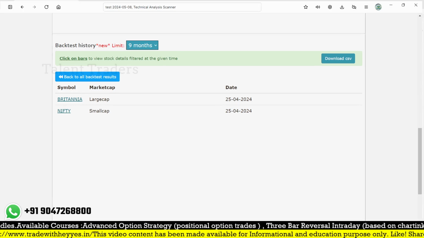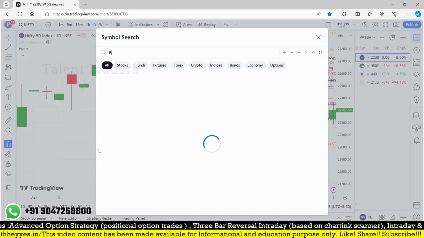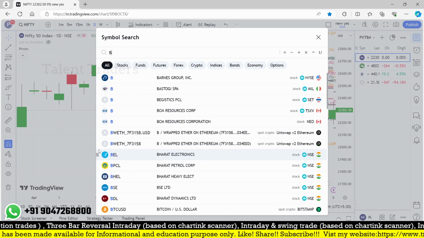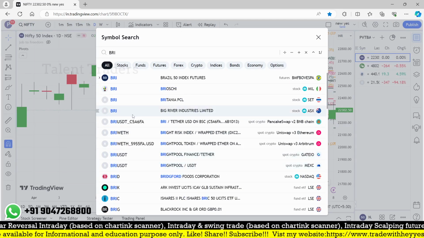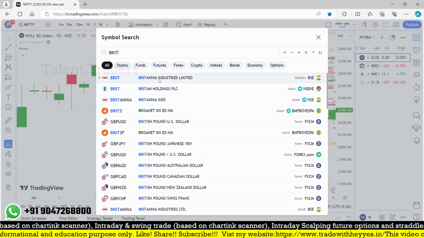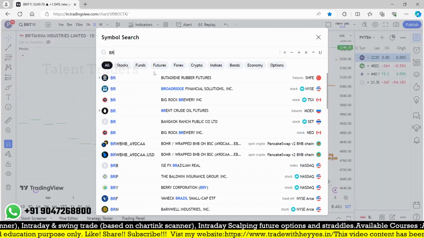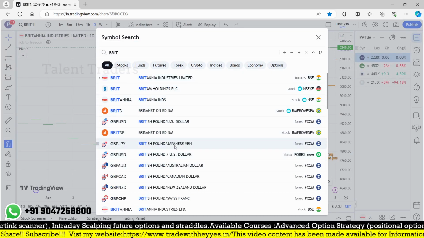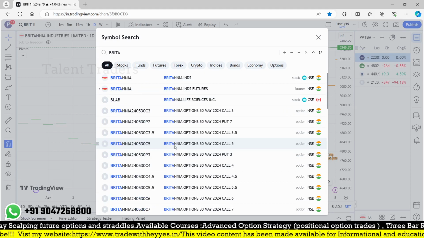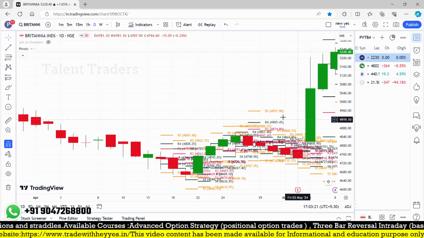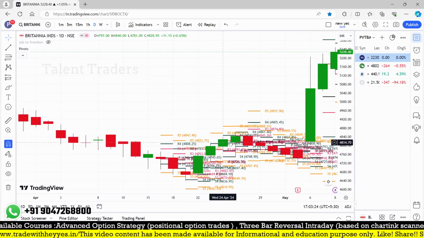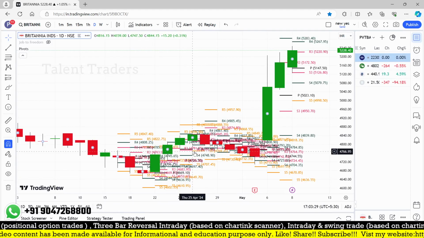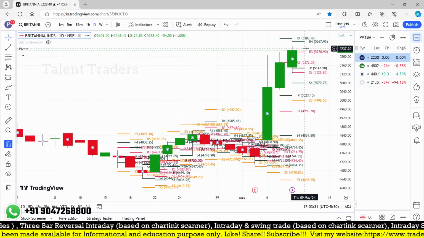Okay, on daily time frame, I'm just looking at Britannia, whether it is working or not. We're just checking whether our condition is right. Yeah, there is a lower level rejection. That level is around 476, and then we have some continuation.